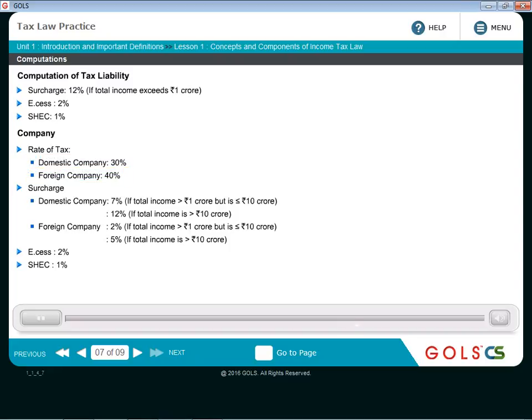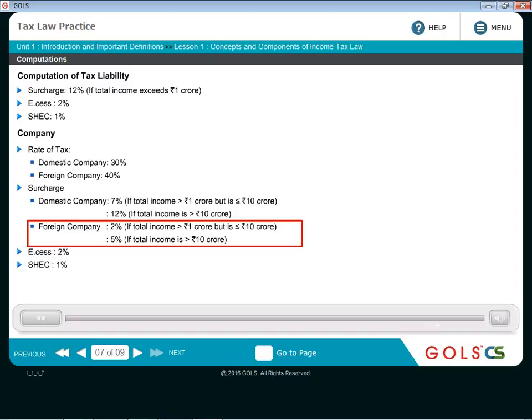But remember, the rate of surcharge is again different for Indian company, or you can say domestic company, and foreign company. For domestic company, the rate of surcharge is 7% if their income exceeds rupees 1 crore, but is less than 10 crores. On the other hand, if the income of the company exceeds 10 crore, then the rate of surcharge will be 12%. But for a foreign company, the rate of surcharge is just 2% when the income exceeds 1 crore, but is less than 10 crores. And surcharge at the rate of 5% is applicable when the total income of the company exceeds 10 crores.